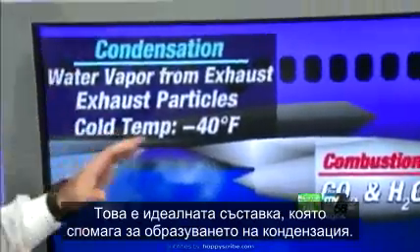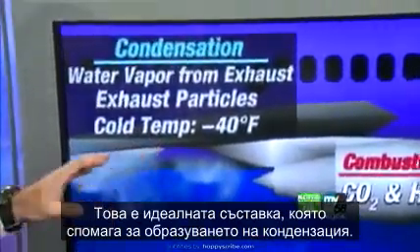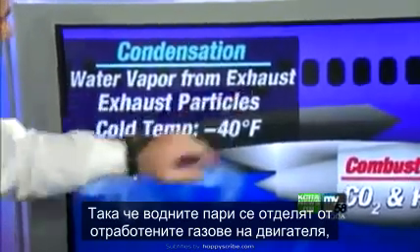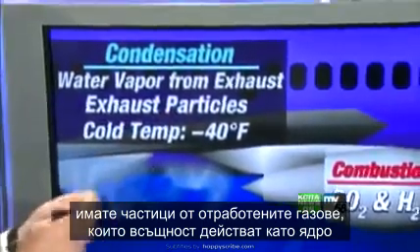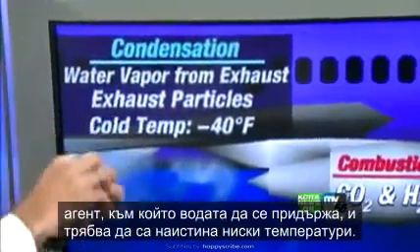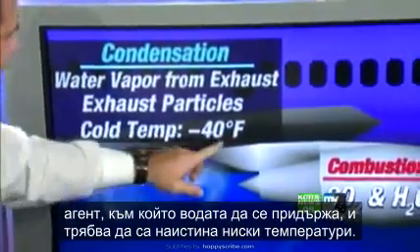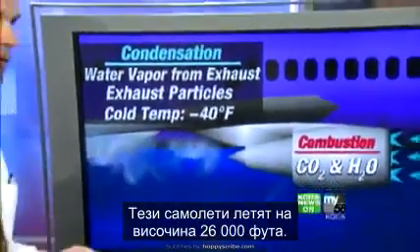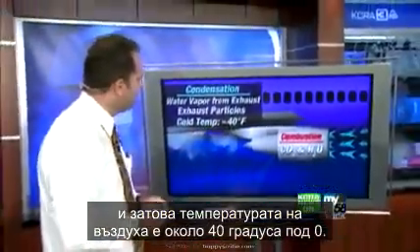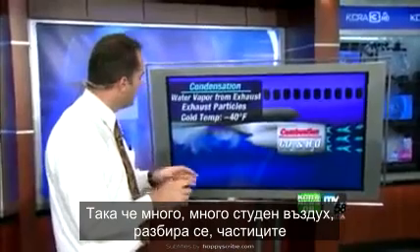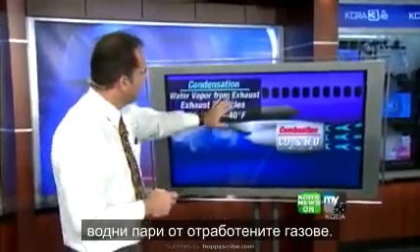So that's the perfect ingredient to help create condensation, which takes place. So you have the water vapor from the exhaust of the engine. You have the exhaust particles, which actually act like a nucleating agent for the water to cling to. And you have really cold temperatures. This is up above, like 26,000 feet, that these planes are flying at. And so you're looking at air temperatures at about 40 degrees below zero. So very, very cold air, of course, the exhaust particles and the water vapor from the exhaust.